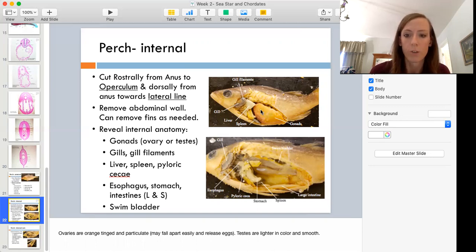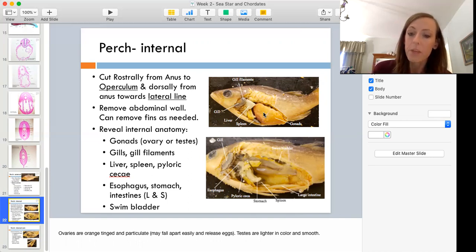So these are ovaries. The way to tell the difference is that the ovaries have a more orange tint to them than the testes do. The testes are more pale white, kind of off white, not strictly white, but more like a cream color. And the ovaries have a more orangey tinged color to them.